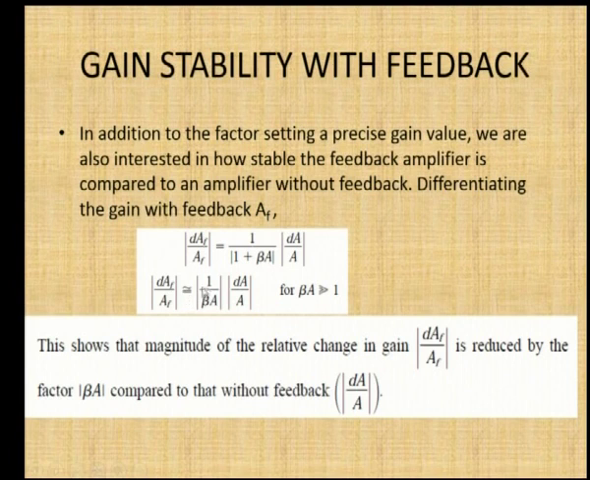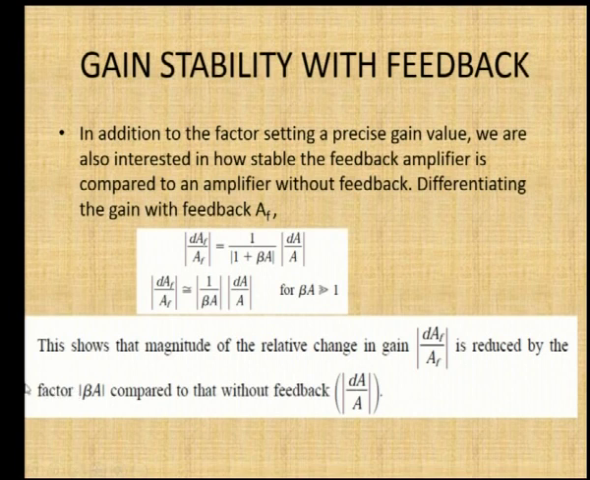So, this is approximately equal to 1 by modulus value of 1 by beta A dA by A, this is the relative change. Again, the relative change in the gain with the feedback is the factor of 1 by beta multiplied with the relative change with the gain without the feedback, if beta A is greater than 1. So, this shows that the magnitude of relative change in gain dAF by AF, that is the gain with the feedback, is reduced by the factor beta A compared to that of the without feedback dA by A.